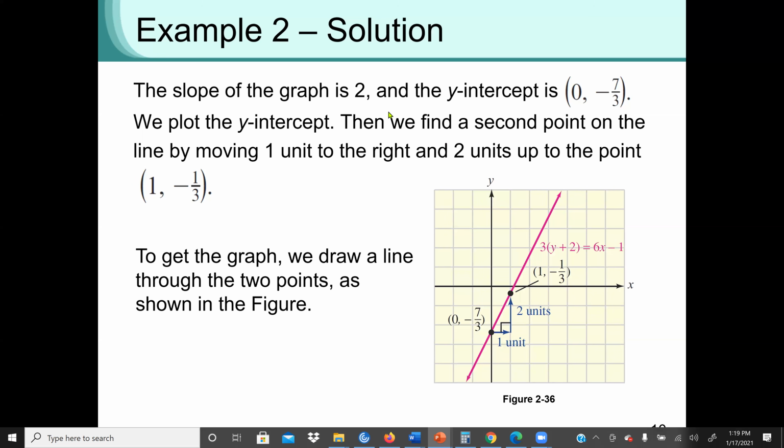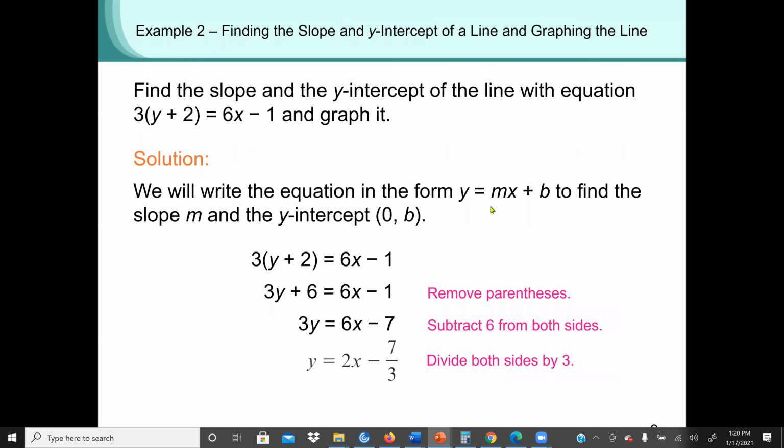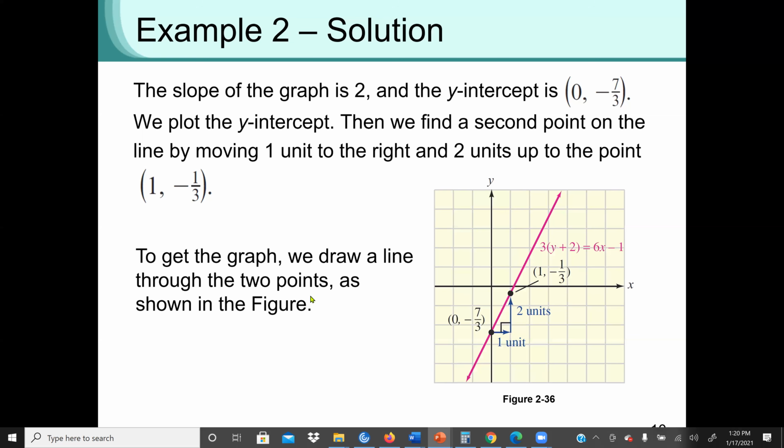So right now we know the slope to be 2, the y-intercept minus 7/3. So I'll go back to the equation and look for the x-intercept. When y equals 0, what's the value of x? That's what we did here. Actually here we used 1, but again we can use 0. When we use 0, we get negative 7/3. When x is 0, you get negative 7/3. When x is 1, you get negative 1/3.